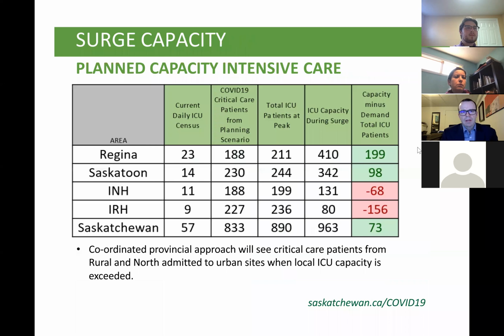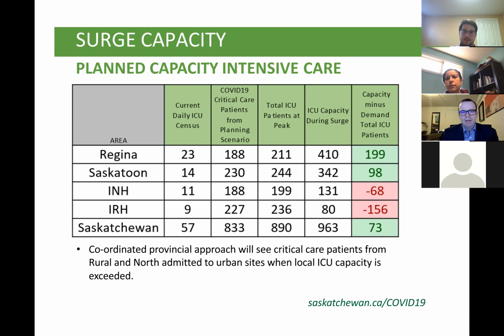We know that intensive care is a key piece to any response to COVID-19. We've seen that even in Saskatchewan with the numbers that have been admitted to hospital, that there are patients that require ICU care. So planning towards a peak in ICU patients is prudent, and we've done that here. You can see again the areas and the total along the bottom for the province. We have an average daily census, and then we have a peak critical care patients number, and we've broken it down by area and summarized it for the province of 833.